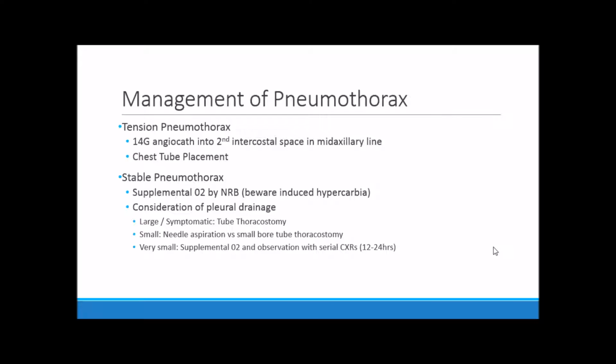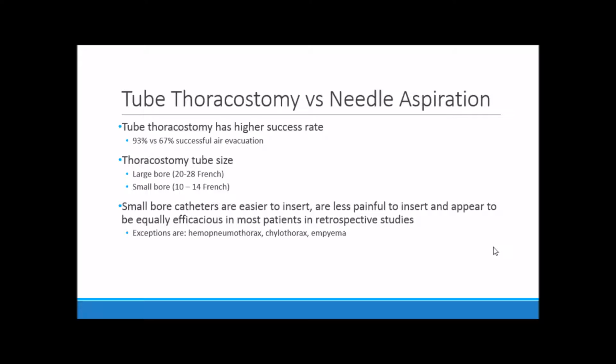For a stable pneumothorax, you put somebody on oxygen and then you've got to drain that air out, and here are your options. For a large and symptomatic one, you really need to do tube thoracostomy. For small, you can either do a tube thoracostomy or needle aspiration. And if it's very small, you can watch it. You can put someone on oxygen and check serial chest x-rays, okay?